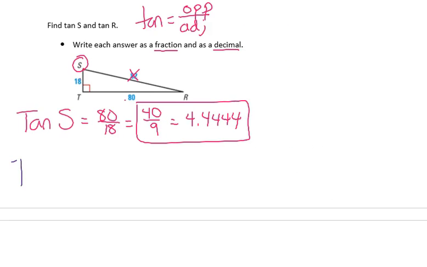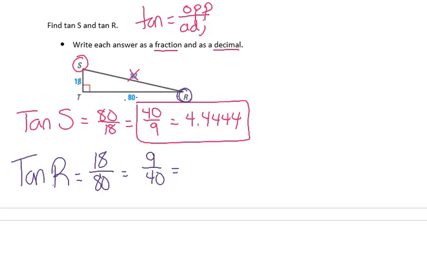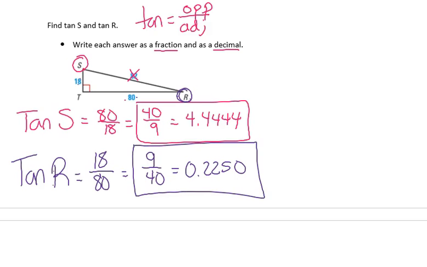Let's try the tangent of R. So again, R is my angle, so that goes next to the tan. Now I'm looking at R. So from R, what is opposite? Well, the 18 is opposite. And right next to it is the 80, the adjacent side. So that reduces to 9 over 40. And as a decimal, that is 0.2250. Again, 4 decimal places. Okay, so that's how you figure out tan.